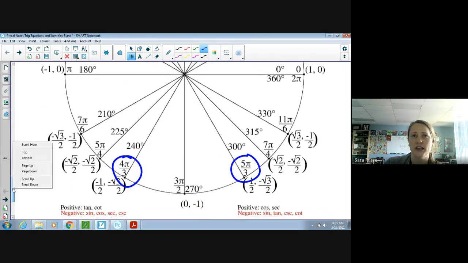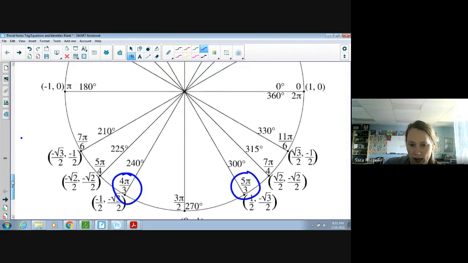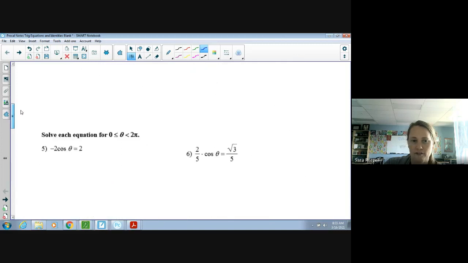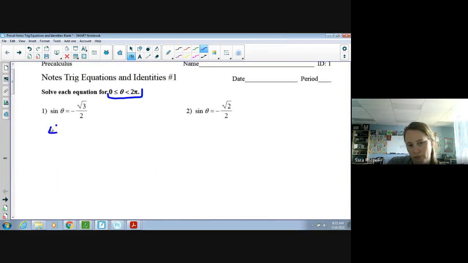Very similar to inverse trig functions. Doesn't this seem just like that? Like this is the sine, you find the angle. Yeah, it is. So that was 4 pi over 3 and 5 pi over 3. And that's the answer.